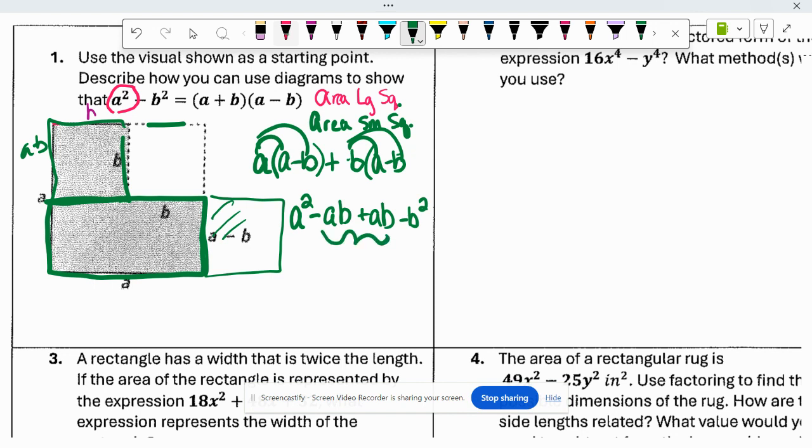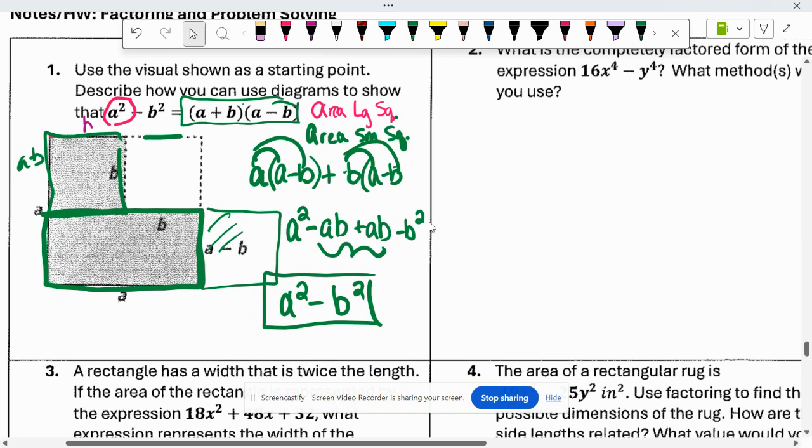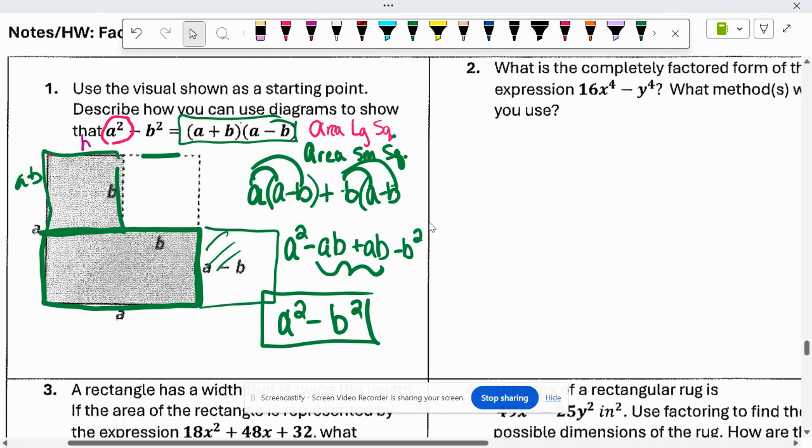What happens right here? What happens to those two things? They cancel out. So that is why we're able to factor it using the a plus b times the a minus b. That is why that works. Think of it as a picture, okay?